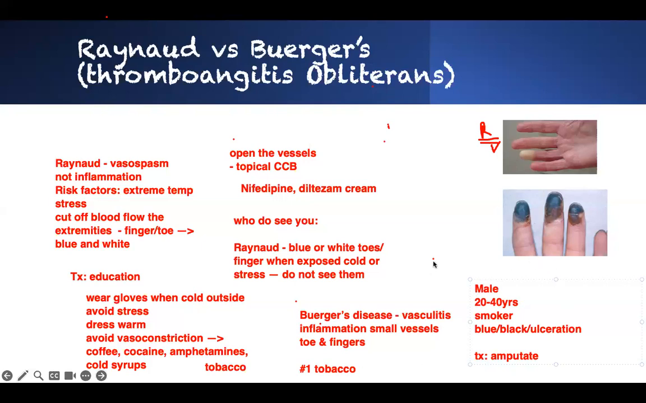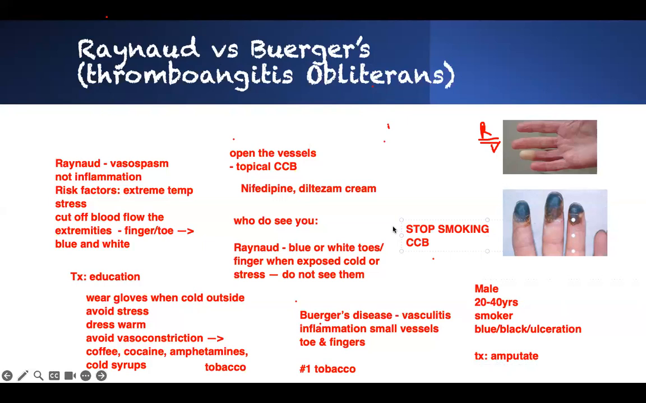And so for your treatment, it's easy. Please stop smoking, okay? Tobacco, stop. Okay, stop smoking. That's all. And most of the time, it helps. You can give them a calcium channel blocker in a SATA question. It's also reasonable to use it. But number one for Buerger's disease is stop smoking.